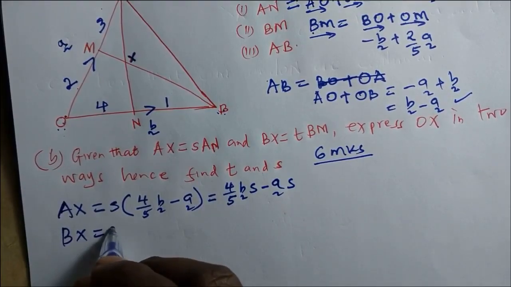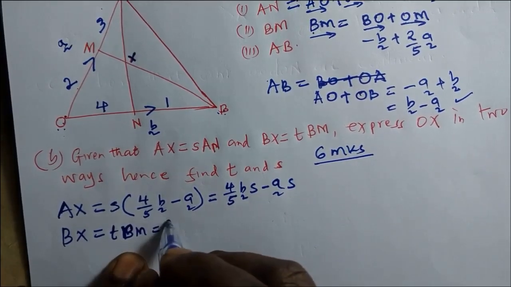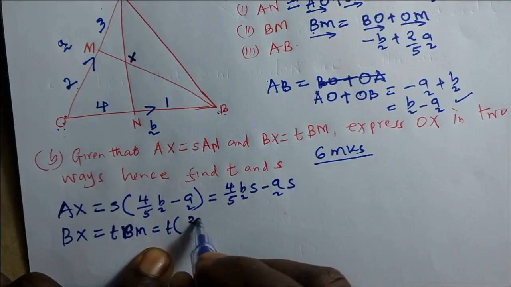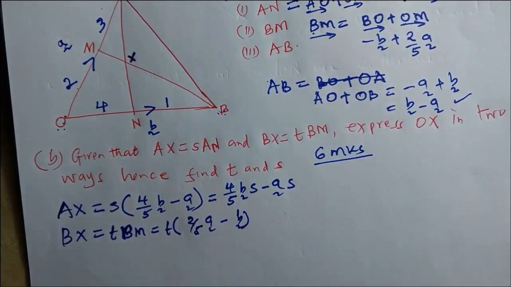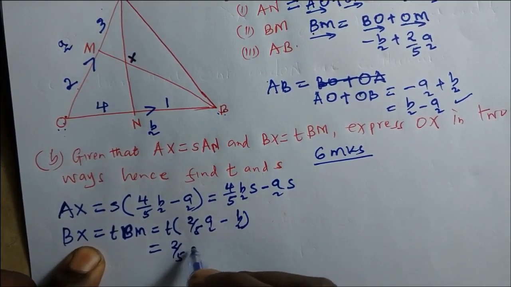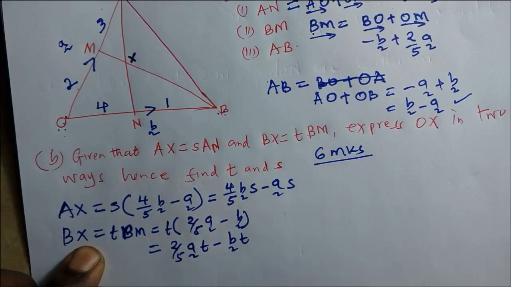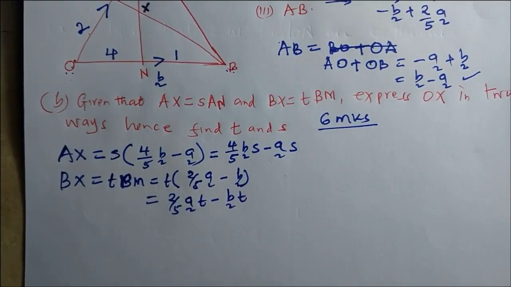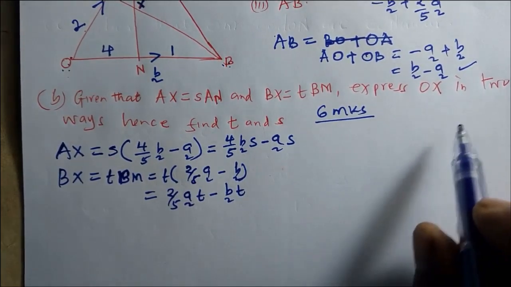We can also express BX because we need it. This is TBM, which is the same as T into BM. Our BM is 2 over 5A minus B. So BX is equal to 2 over 5 vector AT minus BT. That is vector BX.